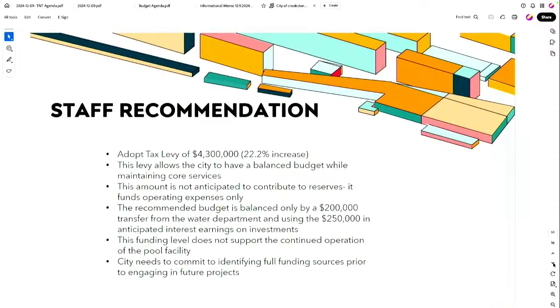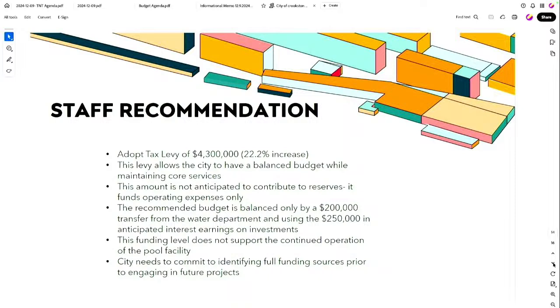Next slide. Staff recommendation, subject to the vote of this body, is to adopt a tax levy of $4.3 million. That's a 22.2% increase. This levy allows the city to have a balanced budget while maintaining all of our core services. The amount is not anticipated to contribute to any reserves. It funds operating expenses only.